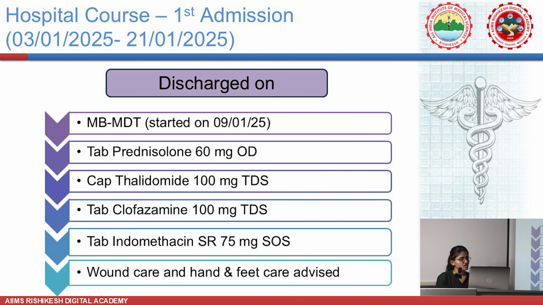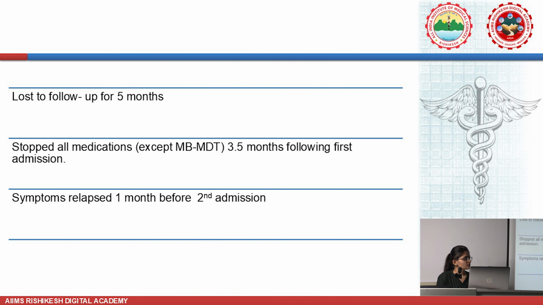Subsequently, the patient was discharged on the multi-drug therapy for leprosy, along with tablet prednisolone 600 mg once daily, capsule thalidomide 100 mg thrice daily, tablet clofazimine 100 mg thrice daily, tablet indomethacin 75 mg on SOS basis, and along with this, wound care and hand and feet care was also advised. The patient was then lost to follow-up for 5 months and had stopped taking all the medications except the multi-drug therapy 3.5 months following the first admission, and the symptoms relapsed 1 month before the second admission in June 2025.